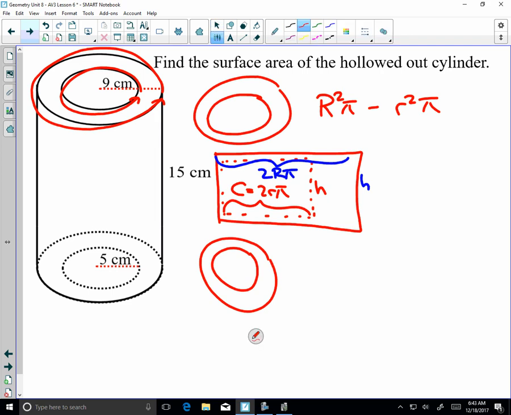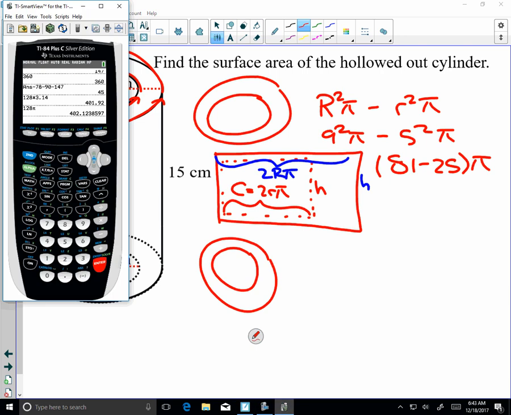Okay, so we've got 9 for our big radius. So we've got 9 squared pi minus 5 squared pi. 81 minus 25, and that will be our pi value. It's Monday morning here, so I'm going to cheat and use a little calculator work here to make sure I get this one right. Okay, we've got 56 pi.